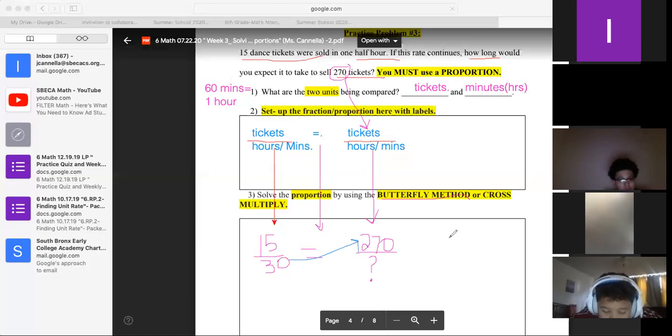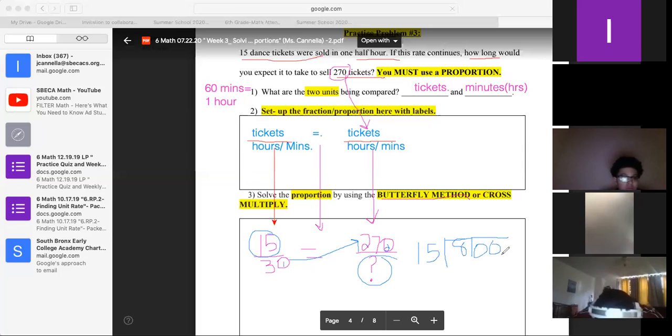And 30 times 270 is 8,100. So I multiplied 27 times 3, which is 81, and then I added 2 zeros. So that's how I got 8,100. And now I have to divide it by 15 to figure out this missing number. So 15 doesn't go into 8, but it goes into 81 5 times. 5 times 15 is 75, folks.